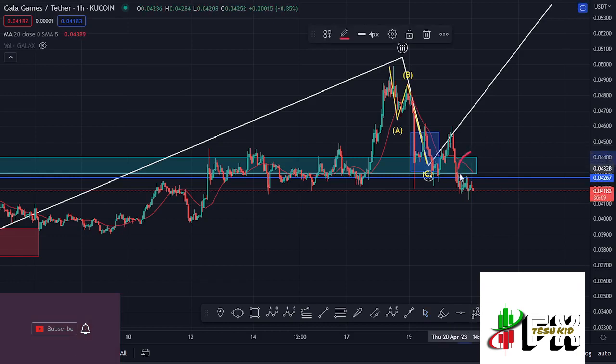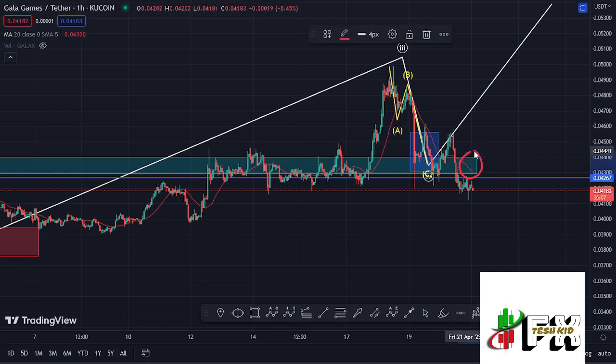for another Gala Games price prediction update, which at the time of this recording is holding below the 20-day MA here on the 1-hour chart, which is now acting as resistance. We have also lost a key area of support at around the $0.04336 mark, which is now acting as resistance.